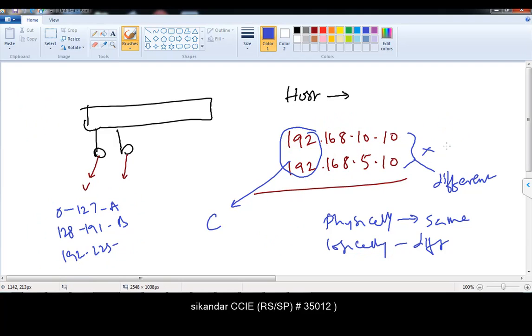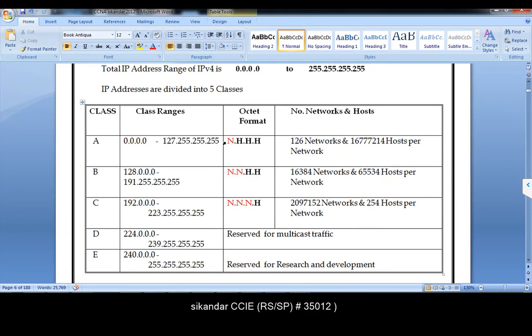In case of A class, if you are using any A class address, you have to make sure the first portion is the same, mandatory. If you're using B class, the two network portions have to be the same, mandatory. In case of C class, the three portions have to be the same in order to have proper communication. If they are not the same, they will never communicate with each other, because they will be considered logically different networks, and different networks will never communicate unless you have a router and a routing process involved.